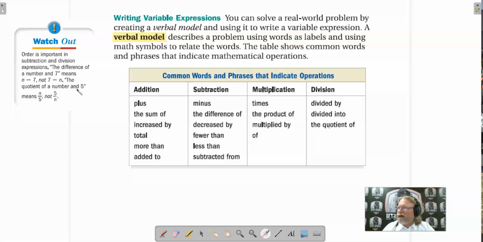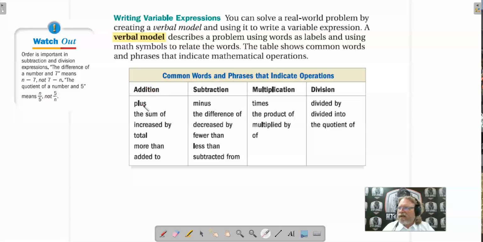The quotient of a number and 5 means n over 5, not 5 over n. And this fraction here, we're going to see on the next page that fractions are actually division problems. All fractions are a division problem. We can always simplify a fraction by using the operation of division. So let's look at some common words and phrases.